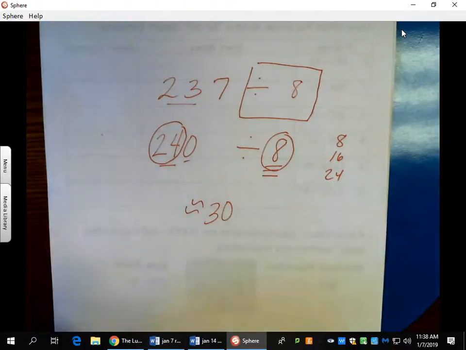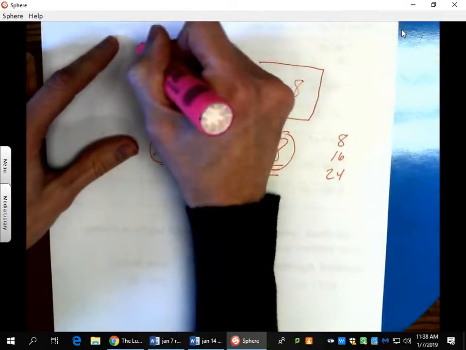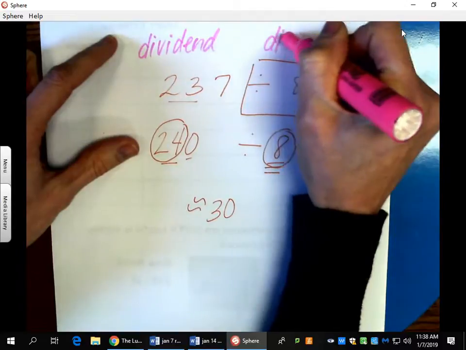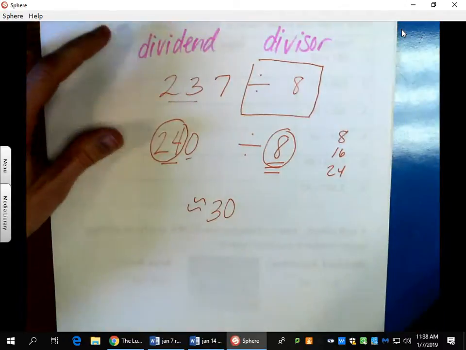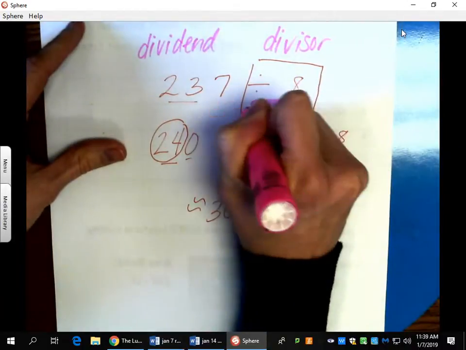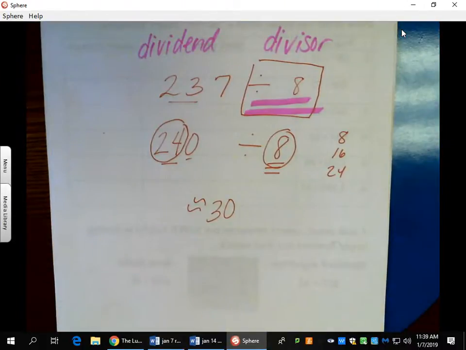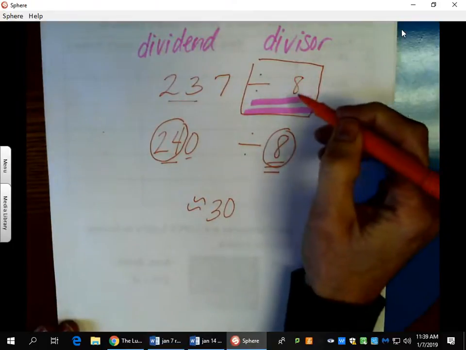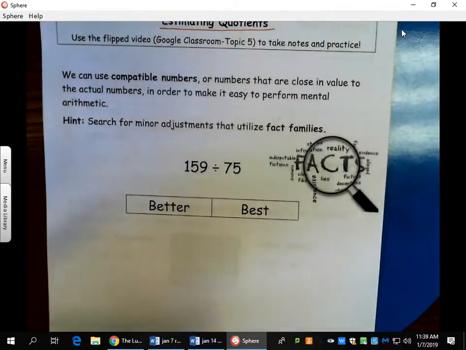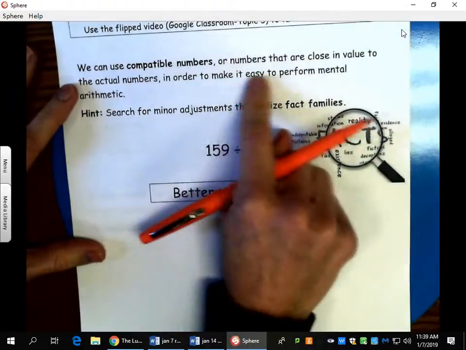Guys, the only difference today is, let's think about our vocabulary. This is a dividend, and this is a divisor. The only difference between topic 4 and topic 5 is the divisors are getting big now. So instead of just being divided by 8, it's going to be bigger numbers. But same strategy. We're going to be using compatible numbers.